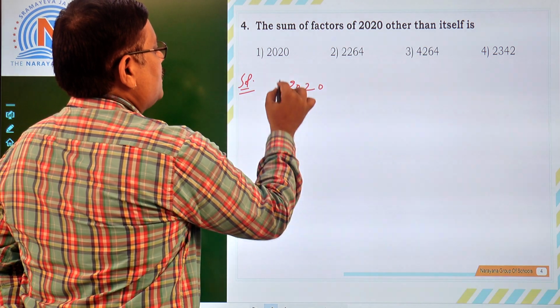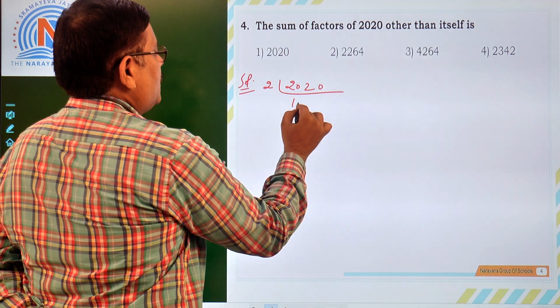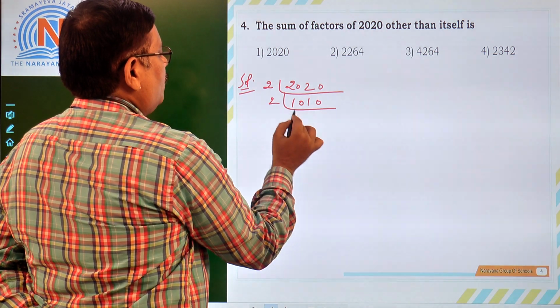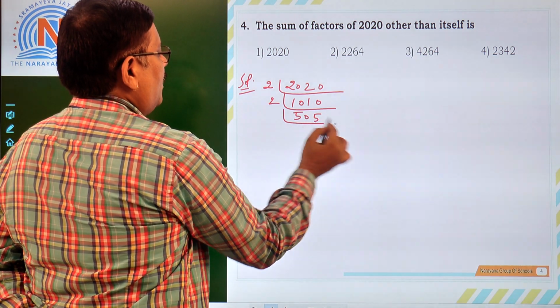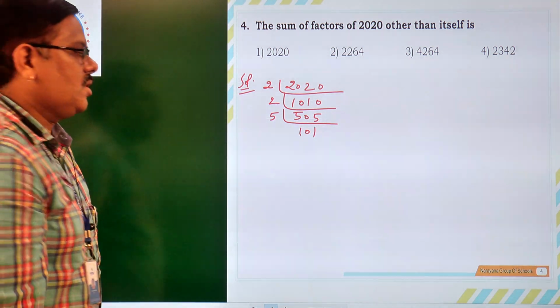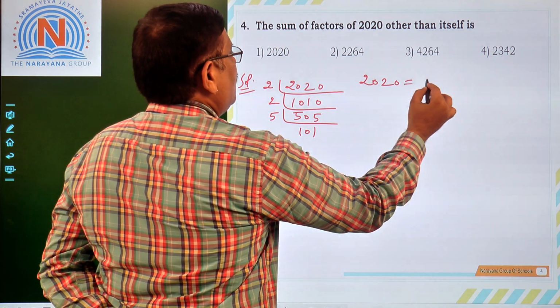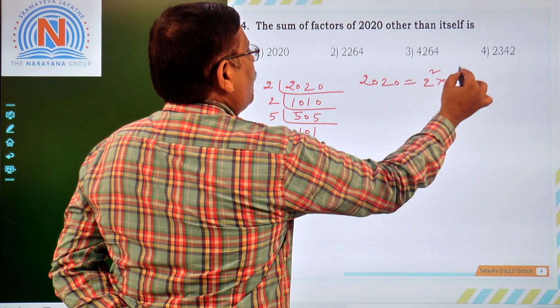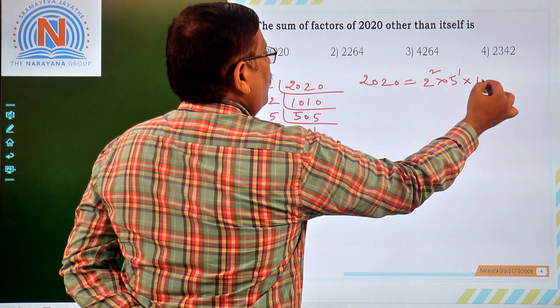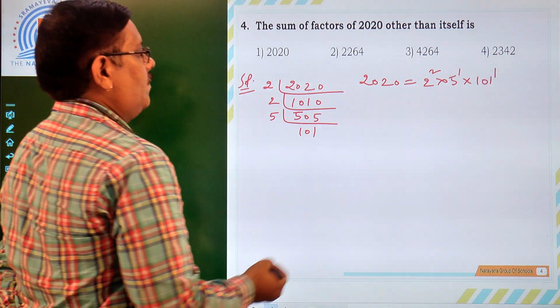2020, let us convert it into a product of primes. If you divide by 2, that is 1010. Again 2, that is 505. Now with 5 we have to divide, that is 101. 101 is a prime number, so we have to stop here. So 2020 we can write as 2 square into 5 power 1 into 101 power 1.